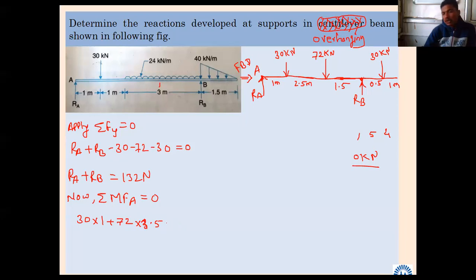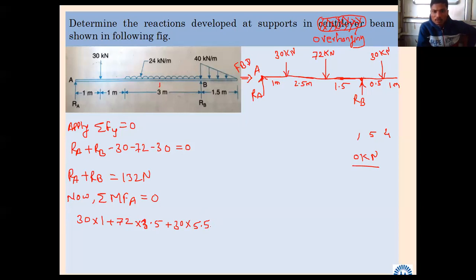Then 30. How will the object rotate due to the 30 kilonewton force? Clockwise. What is the distance of the line of action of the 30 kilonewton force from point A? 5.5. Which is remaining, or are all the forces over?